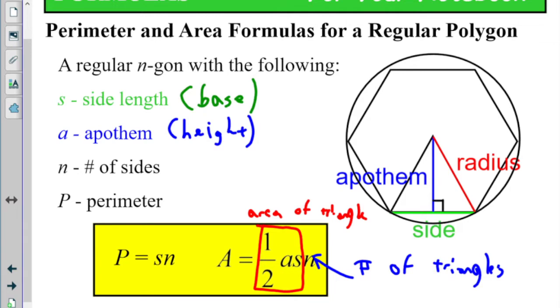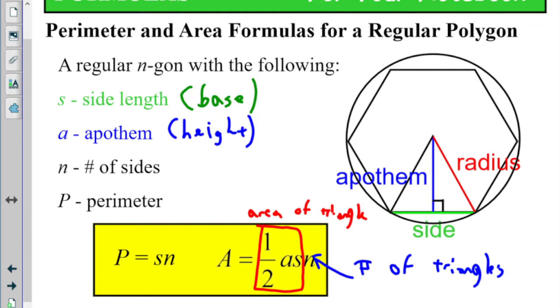The apothem is our new term. It forms the height of the triangle. And then we multiply that by our number of sides. This is 1/2 a s n. We multiply by our number of sides because we saw yesterday that how many sides there were determined how many triangles were built. Since there were 6 sides, there were 6 triangles that got made. So that is our area formula.